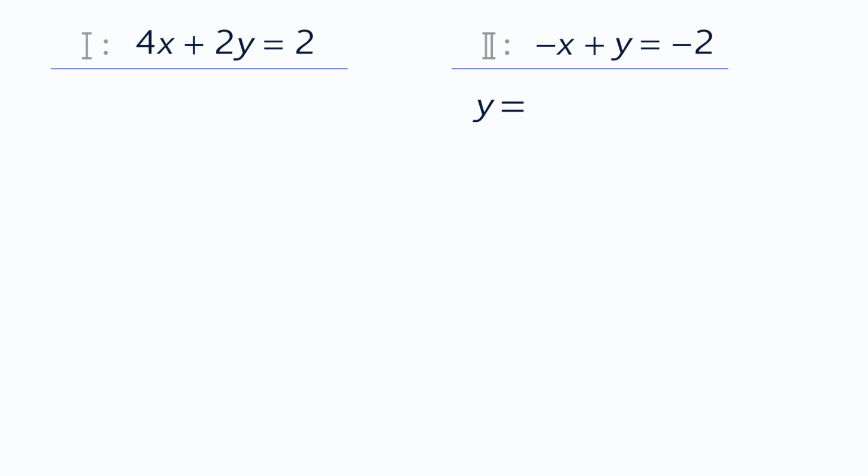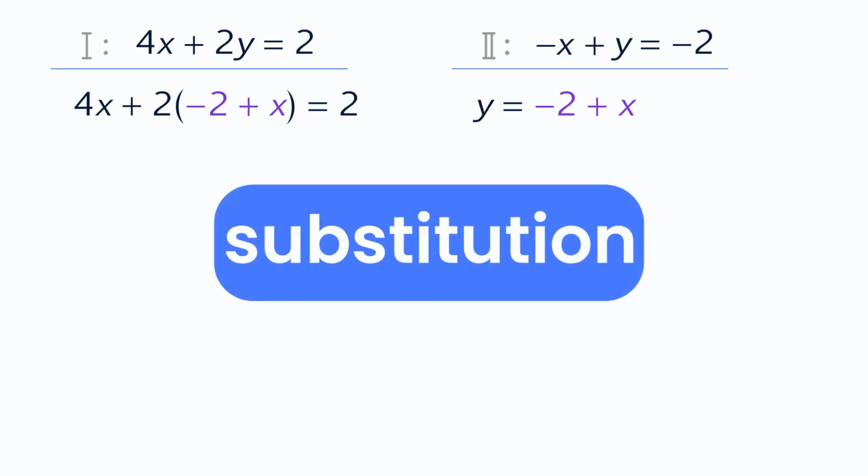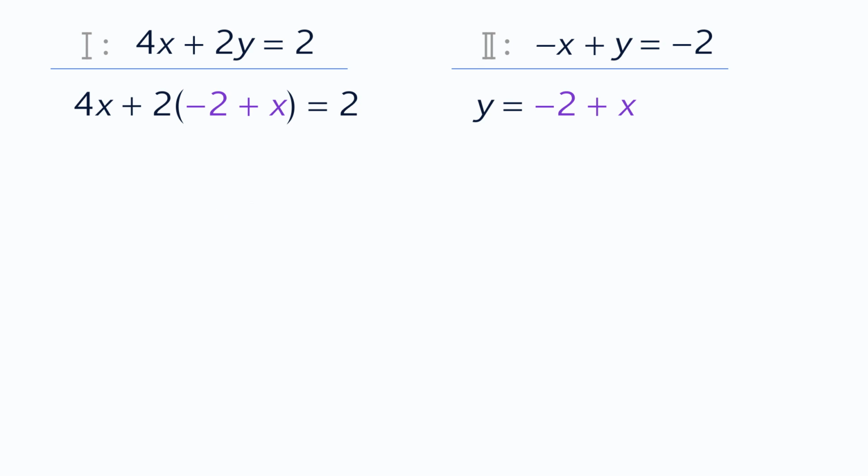Substitute the expression minus 2 plus x from step 1 into equation 1 by replacing the y in equation 1 with minus 2 plus x. Notice that this step is where the word substitution in substitution method comes from. Let's solve equation 1. You calculate the parentheses first. Multiply each term in the parentheses by 2 like this. 2 times minus 2 equals minus 4, and 2 times x equals 2x.